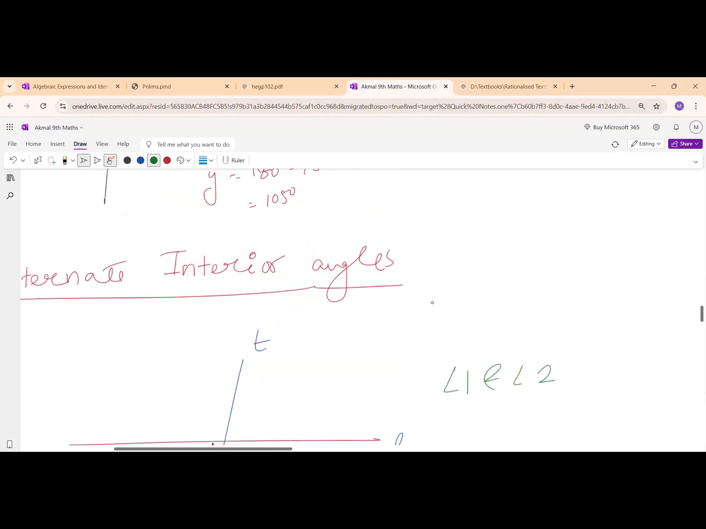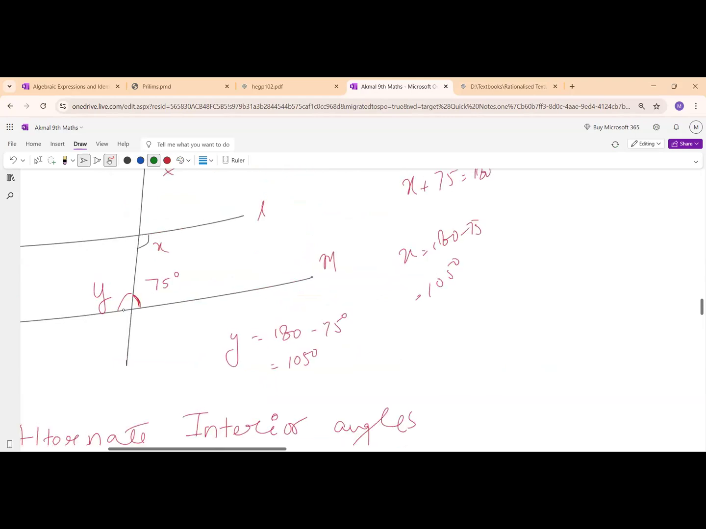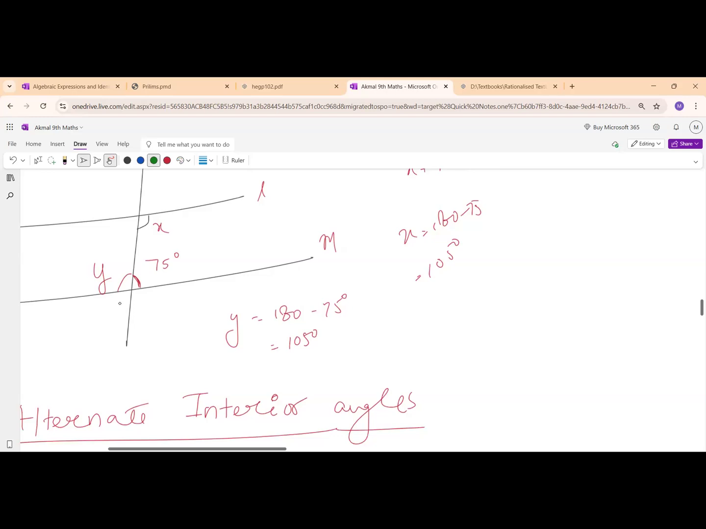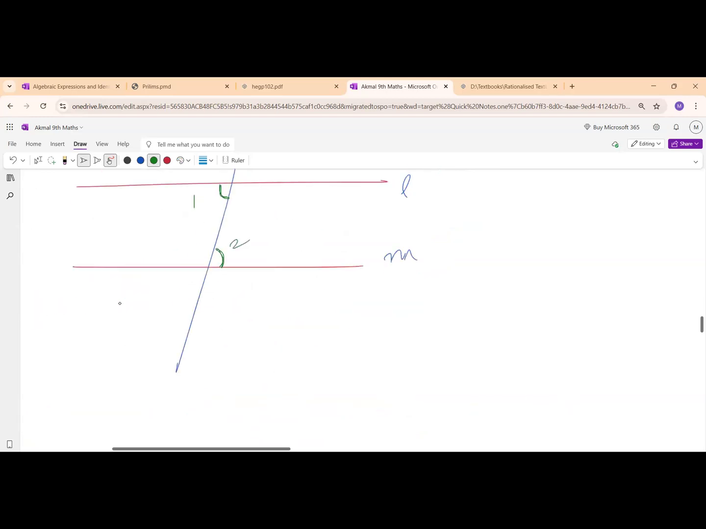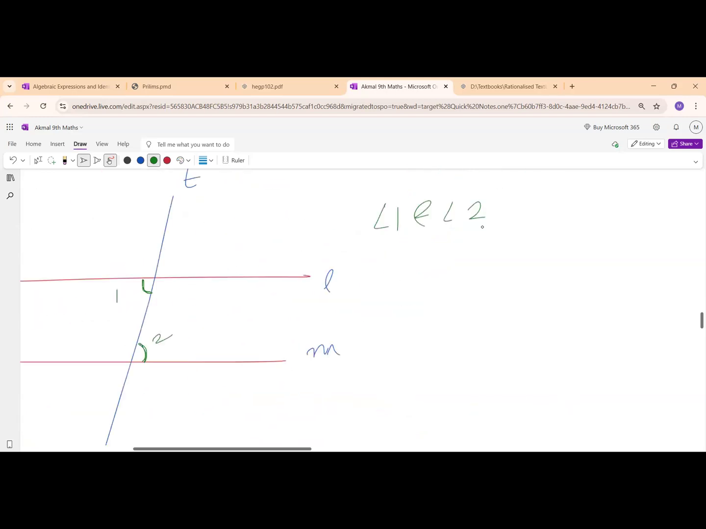Excellent, Akmal. Because you saw here, these were alternate interior angles, so they are equal. Got it? Angle 1 and angle 2 are alternate interior angles. I'm writing the short form, you write full. And angle 1 is equal to angle 2. The alternate interior angles are equal to each other.